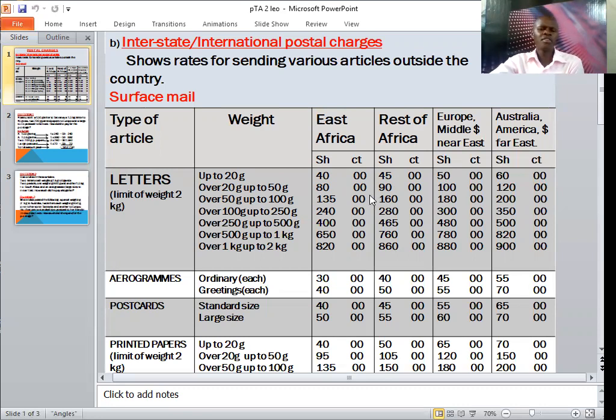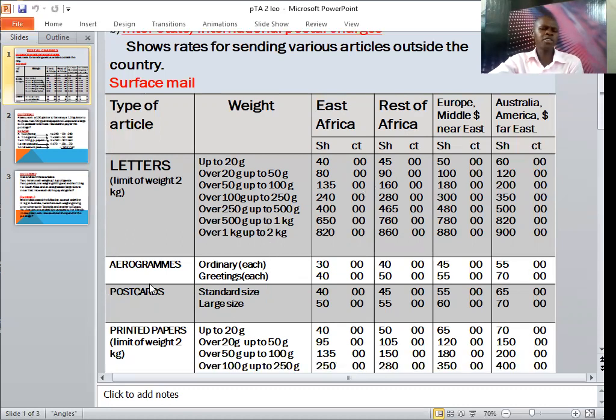Let me pick another weight. Supposing you are sending a postcard, the postcard is here. This is our postcard. You are sending a single postcard, maybe a standard size of the postcards. The destination you are sending to is Australia. Where's Australia? Australia is here. Now, you will come back to standard size. Then you are going to follow this row up to where it is going to coincide with the column of Australia. Australia is in this column. That means the postcard is a standard size. You follow this row up to here, and you come to confirm that it is 65 shillings.